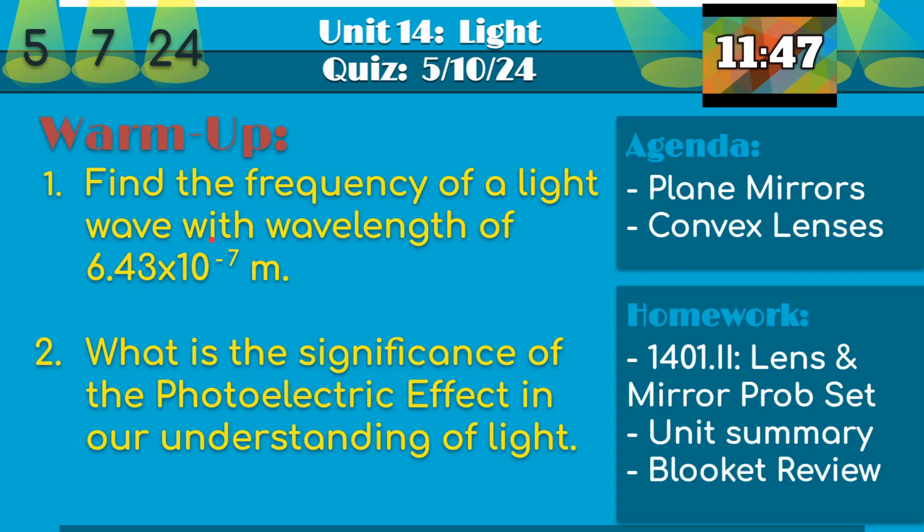All right, so your warm-up for today is really two questions. The first one is a calculation, and it says find the frequency of a light wave with a wavelength of 6.43 times 10 to the negative 7th meters. I'm actually going to answer the second question first, and then we'll go over the math. The second question says, what is the significance of the photoelectric effect in our understanding of light?